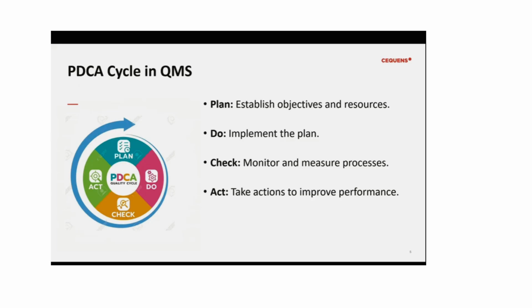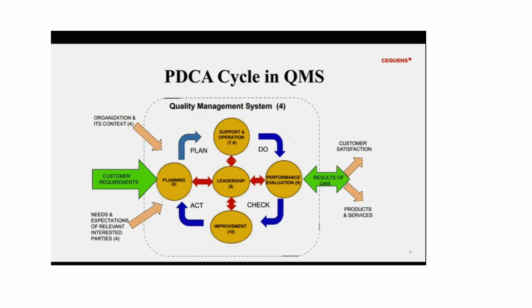Let's have more details in the PDCA cycle because it's very important. Again, plan, I will establish objectives and resources. I will plan what I'm going to do. Do, I will implement my plan. Check, I will monitor and measure my process. Continuous improvement, a very, very, very important step. Act, take action to improve the performance. So I will act on what I did, I will publish what I did, and if I need any improvement, of course, in the future, I will do it. This is the PDCA cycle.